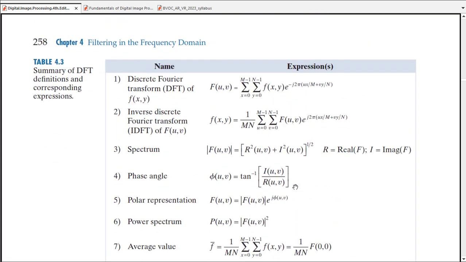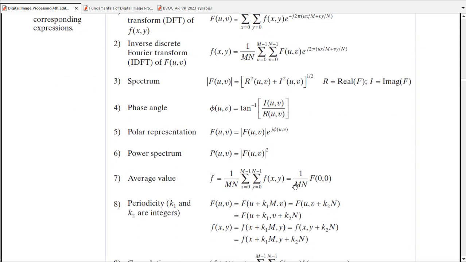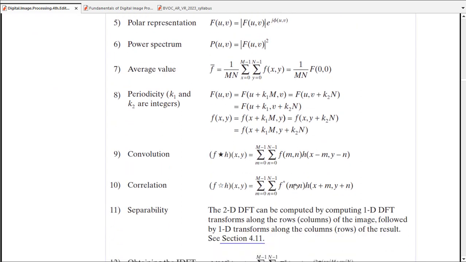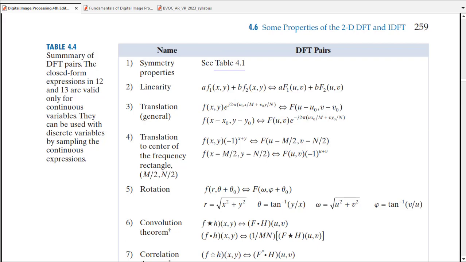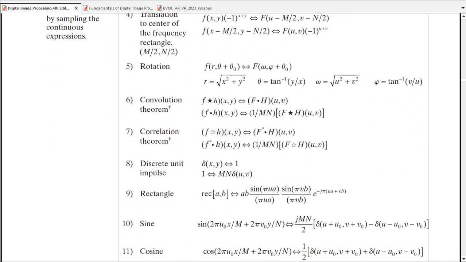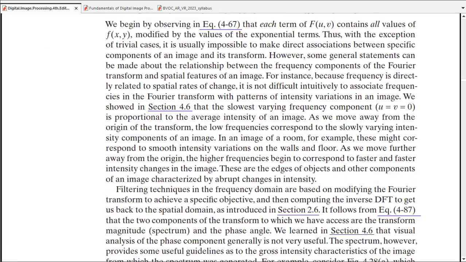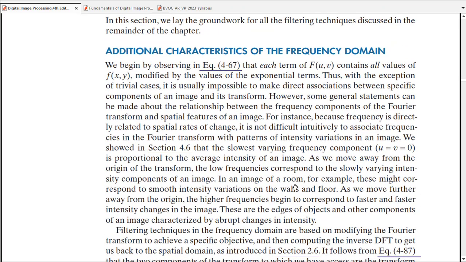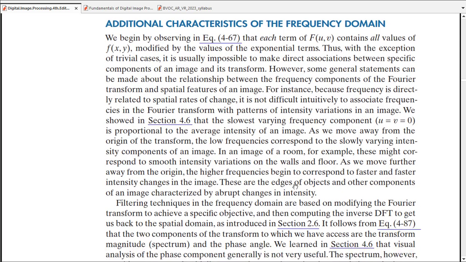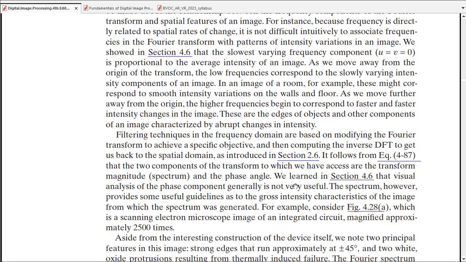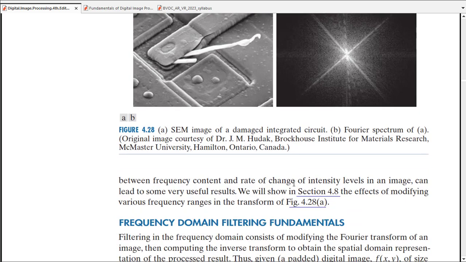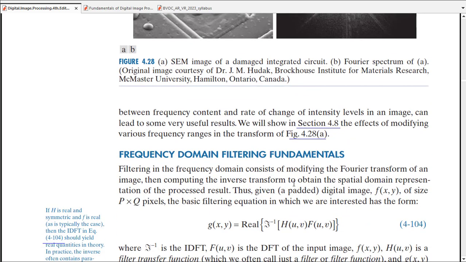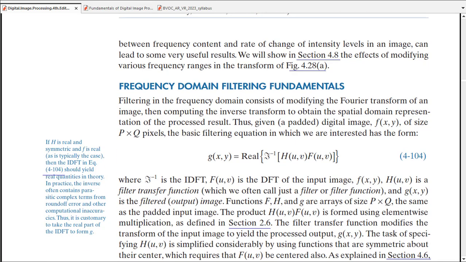Here there are a lot of DFT definitions and concepts: spectrum, phase angle, polar representation, power spectrum, average value, convolution, correlation and separability, the inverse of DFT and linearity, rectangle, sine, cosine. These additional characteristics of the frequency domain will be analyzed from microscopic SIM, Fourier spectrums to be analyzed from material sciences and physics, and frequency domain filtering fundamentals.